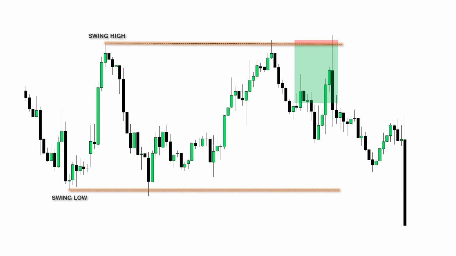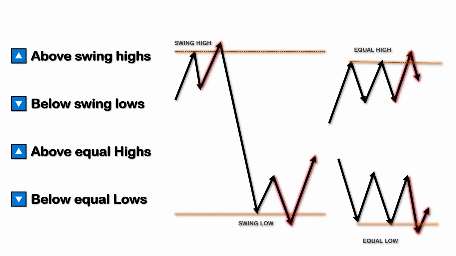Where is liquidity found? Liquidity is usually stacked in key places: above swing highs, below swing lows, above equal highs, below equal lows. These are the obvious zones where traders either take profits, enter reversals, or place stop losses. And smart money knows it. They often push the price just beyond those zones to trigger stop orders, before sending the price the opposite way.